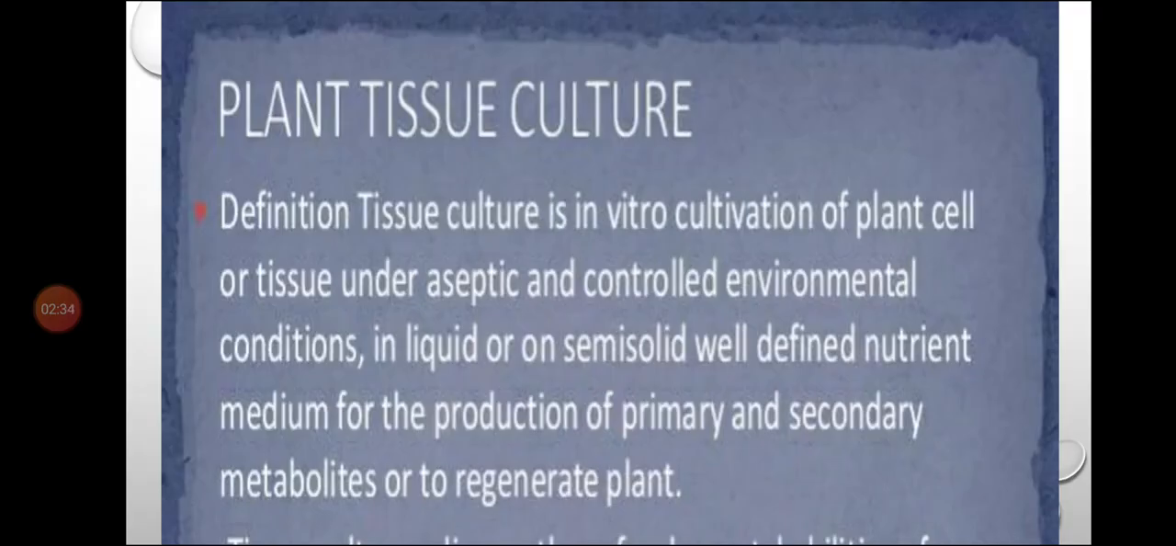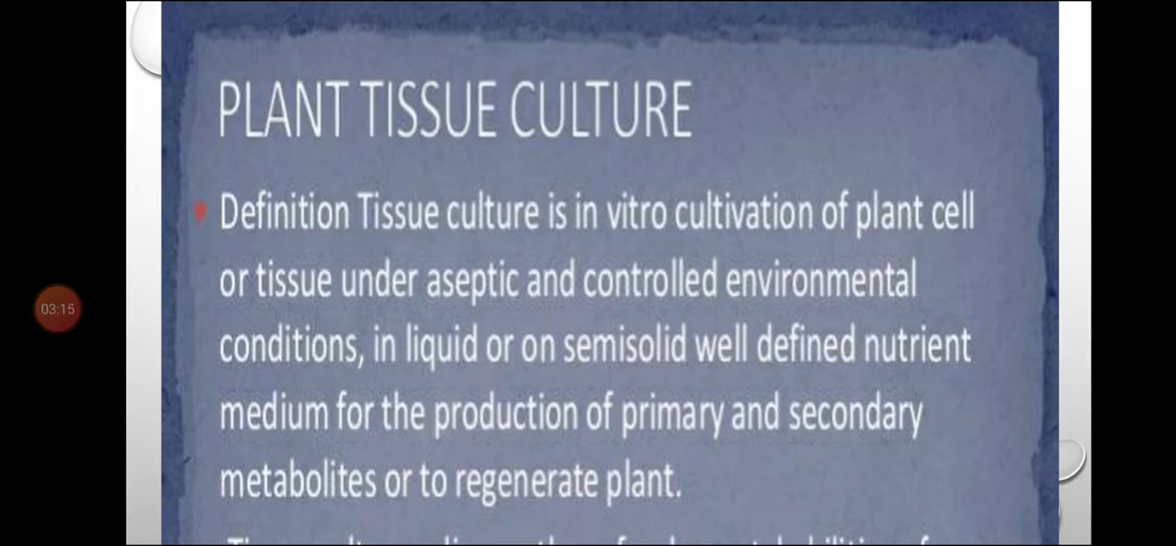Once again, we will see the detailed definition of plant tissue culture. Tissue culture is an in vitro technique. I told you in vitro means inside the lab, inside the laboratory. It is the cultivation of plant cells or tissues under aseptic and controlled environmental conditions in liquid or semi-solid, well-defined nutrient medium for the production of primary and secondary metabolites or to regenerate the plants.